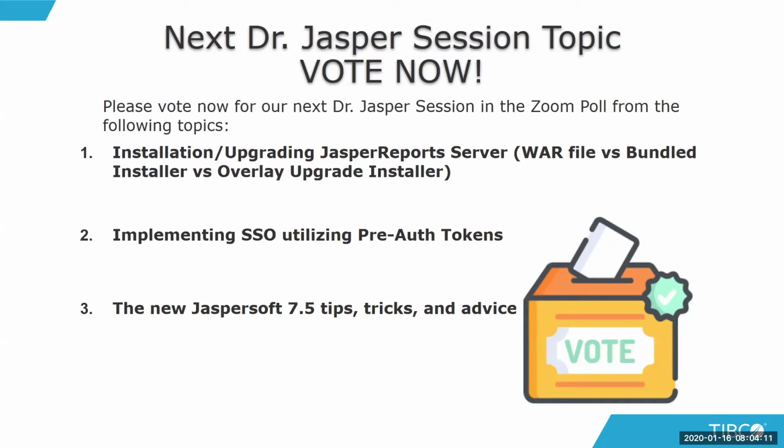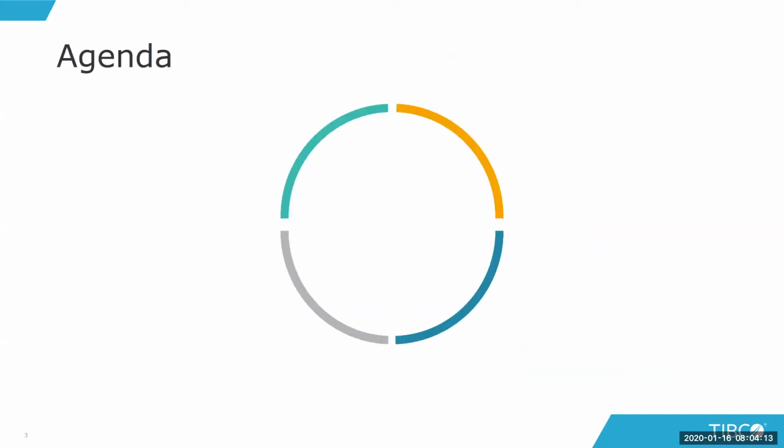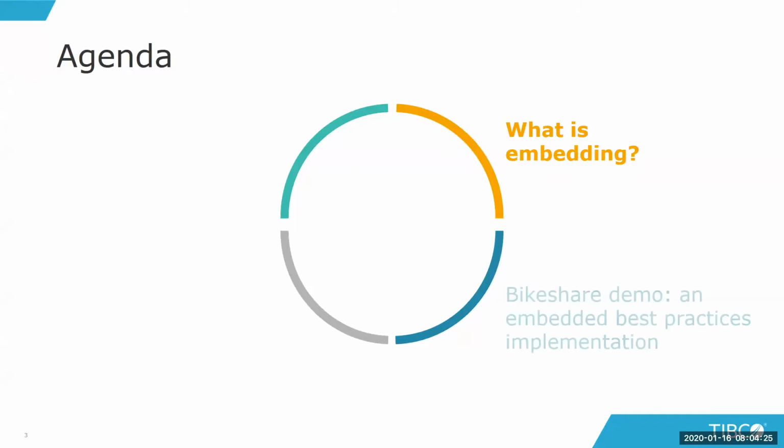This is in response to the previous session. So obviously Visualize is a big thing. What we're going to do today, we're going to talk about what is embedding first off, and why. We're going to show a demo that we put together to show some best practices about embedding, and we've got a lot of material around that, including the actual application, some components that you can use inside your app, and so on.